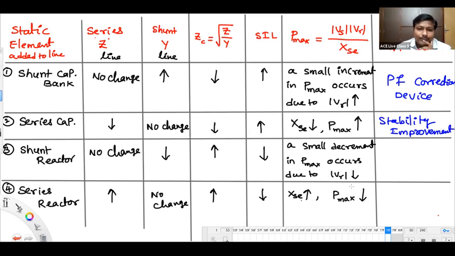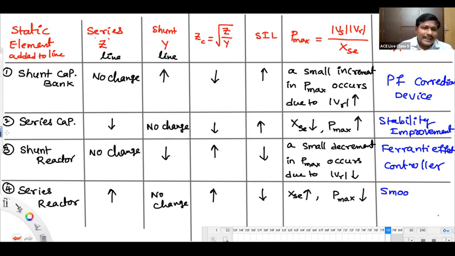What about the shunt reactor? Ferranti effect controller. What about the series reactor? It will be used as a smoothing reactor.